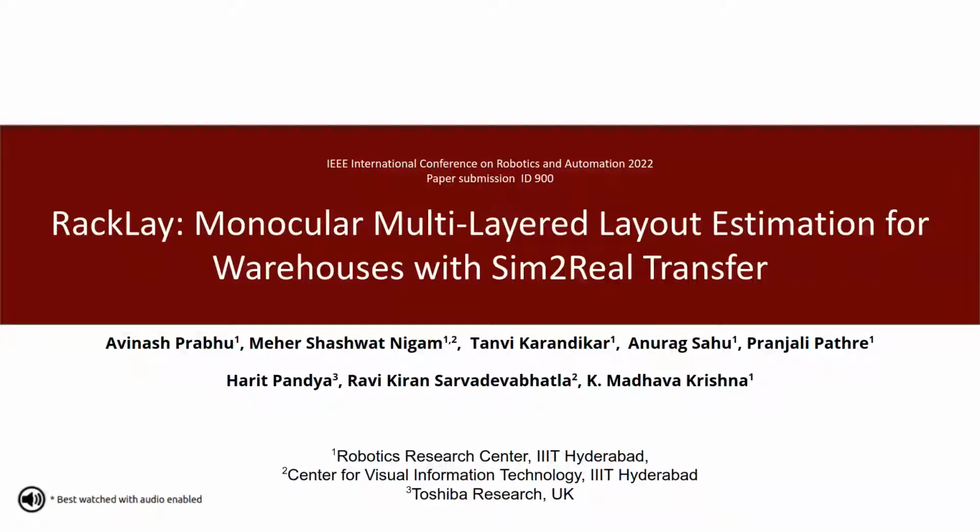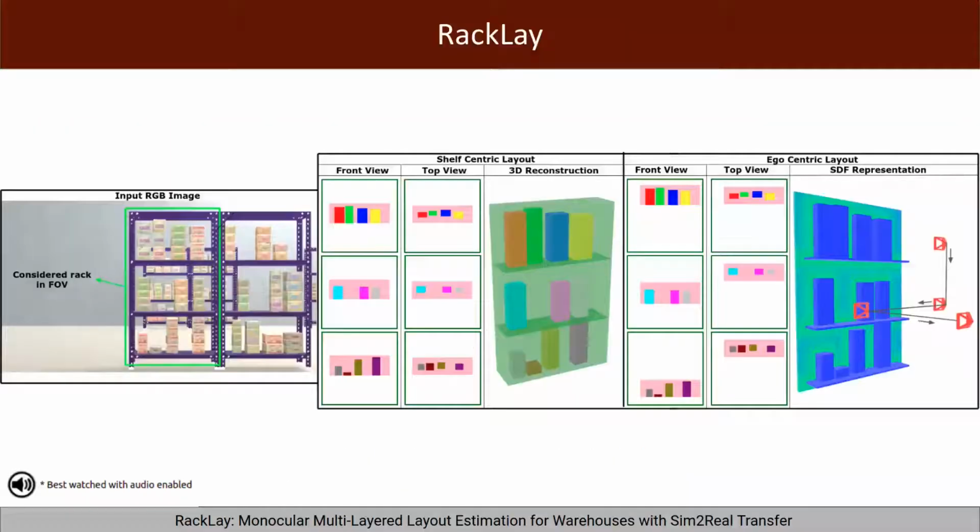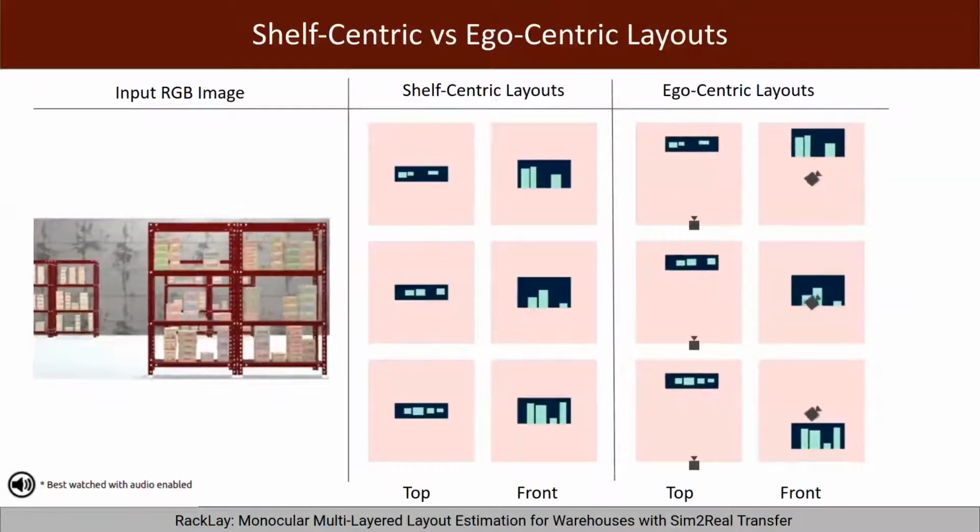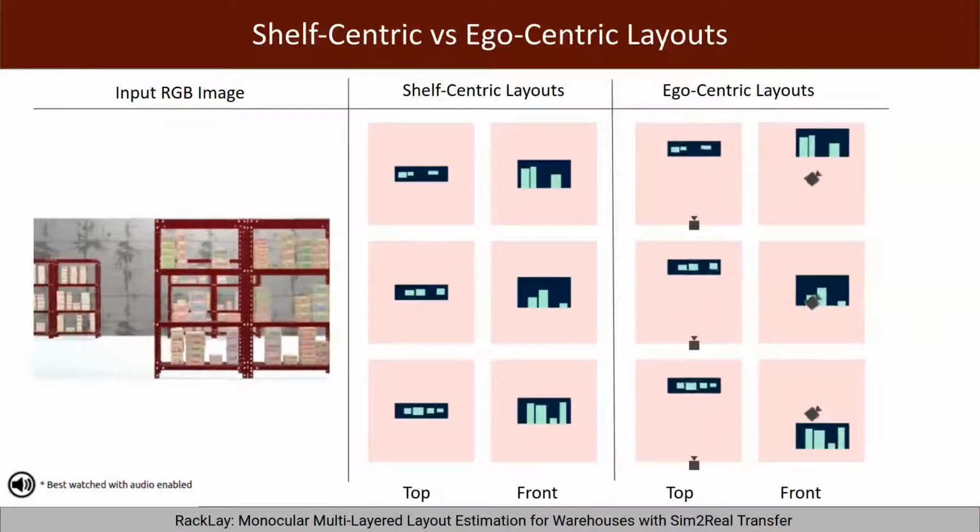We present RackLay, a deep neural network for monocular multi-layer layout prediction for warehouses. Given an image of a warehouse rack, RackLay predicts the top view and front view layouts for rack shelves in a shelf-centric or egocentric frame depending on the use case. The two kinds of layouts, egocentric and shelf-centric, are depicted here.